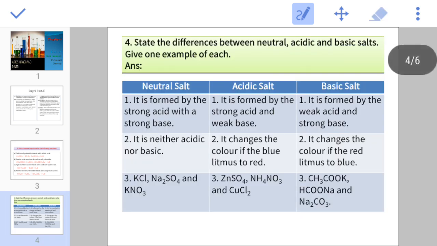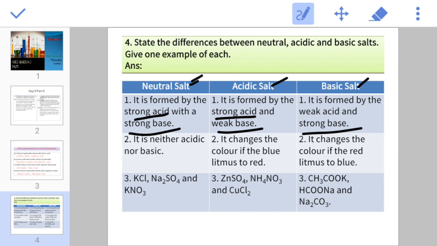Okay, move to the next one. State the differences between neutral, acidic, basic salt. So first one, neutral salt. To make the neutral salt, strong acid and strong base. We know that salt is formed when acid and base react together. So for the neutral, strong acid and strong base. For the acidic salt, there must be a strong acid and weak base. For the basic salt, strong base and weak acid. Simple. Okay, next one, it is neither acidic nor basic.